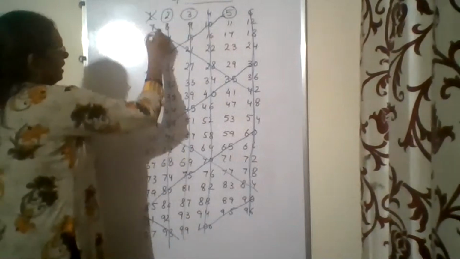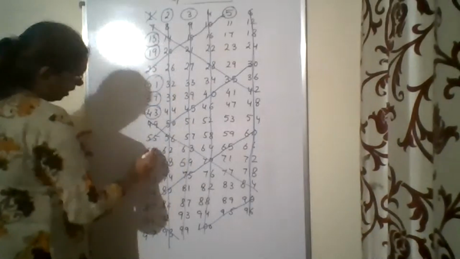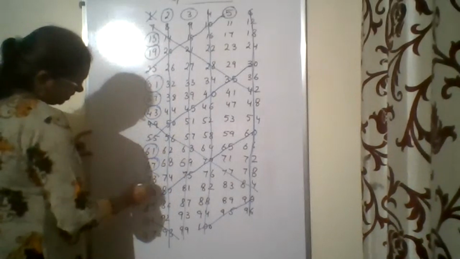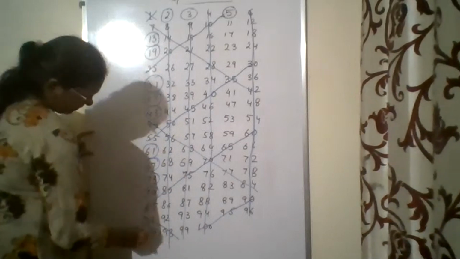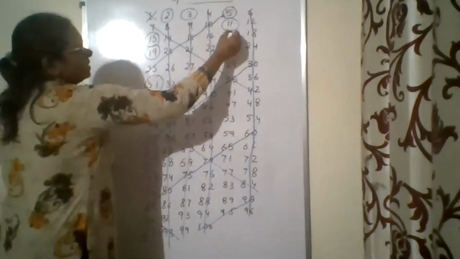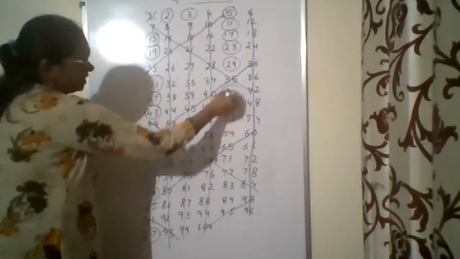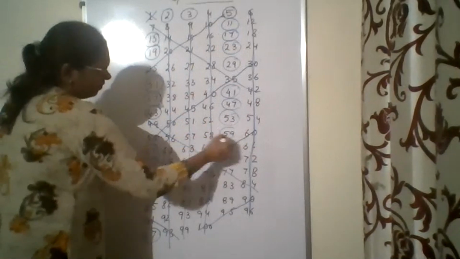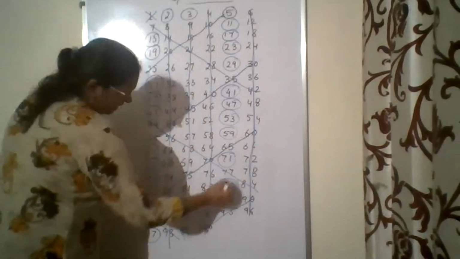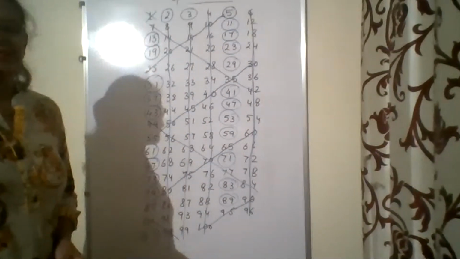So here I am circling all the prime numbers for you. This is a trick to find out all the prime numbers between 1 to 100. And this is just very simple, just 15 seconds. If you will practice properly, in just 15 seconds, you will be able to find out all the prime numbers that lie between 1 to 100. I hope it is clear to everyone.